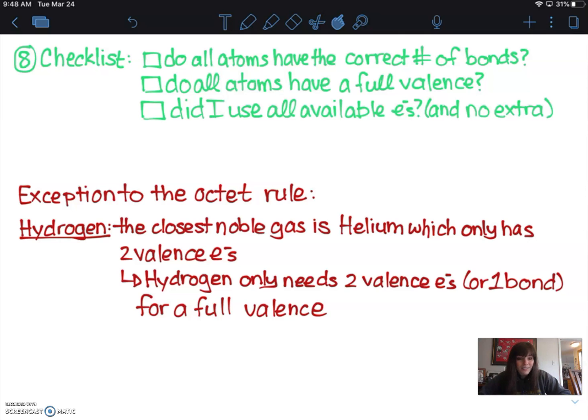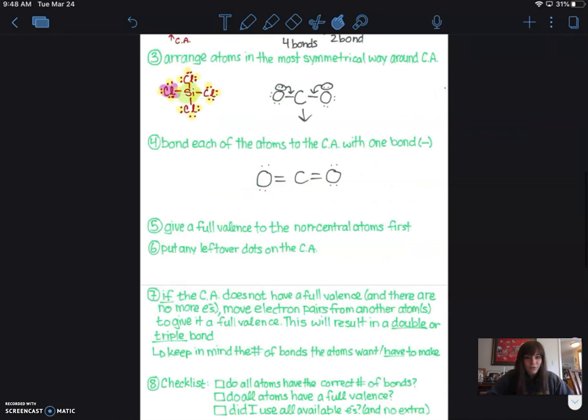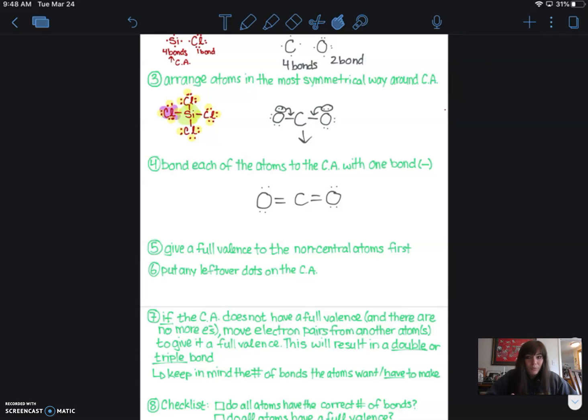And well, that's basically the notes for how to do Lewis dot diagrams and how to use Lewis dot diagrams to help things bond.